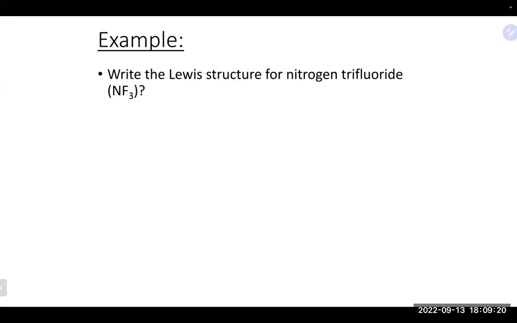Follow these steps. We have NF3. The first thing we're going to do is calculate the valence electrons. Nitrogen is group 5, which means it has 5 valence electrons. Fluorine is group 7, and there are 3 of them, so they each have 7 valence electrons. That gives me 26 valence electrons here. Again, my picture needs to have exactly 26 valence electrons.